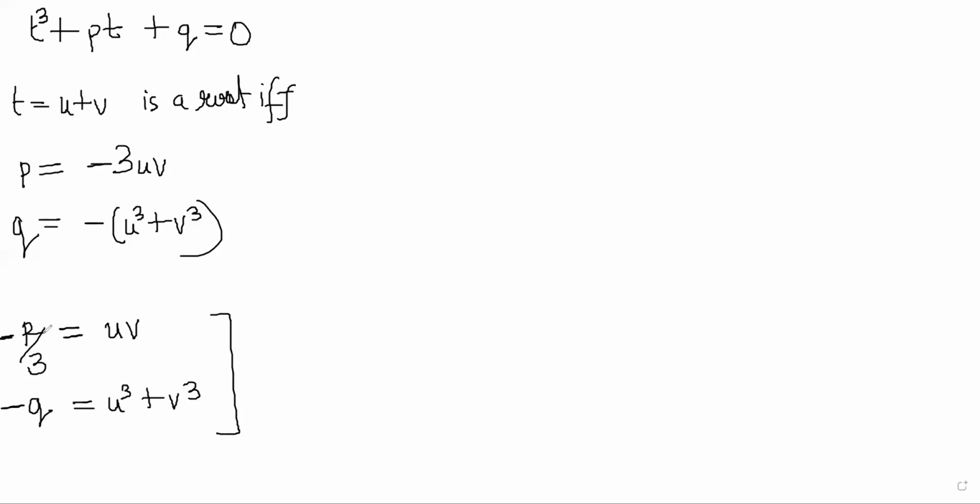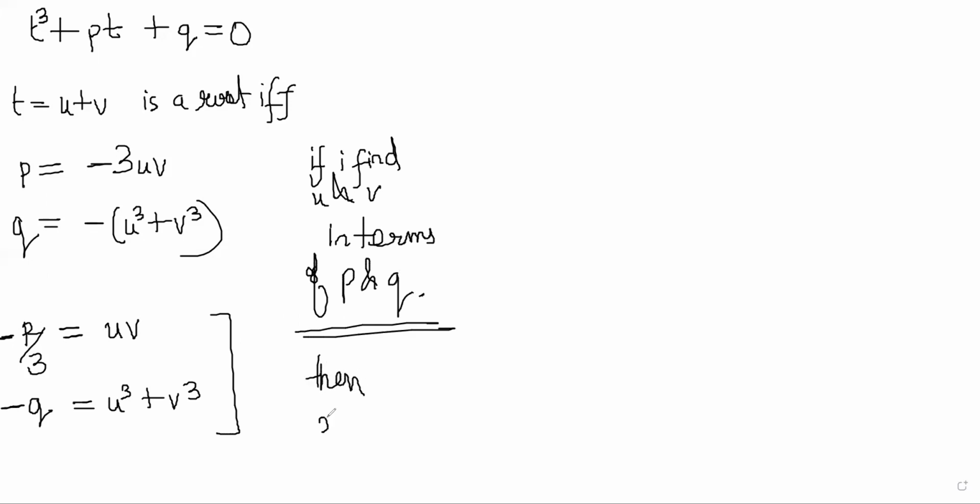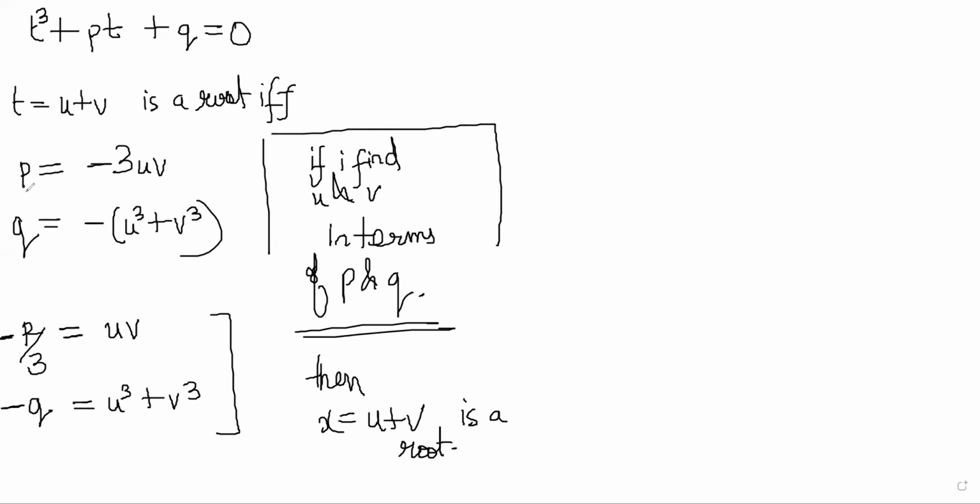So if you are able to somehow find u and v in terms of p and q, then I can immediately say x is equal to u plus v is the root of the original equation, right? So now the job becomes, for Cardano, finding u and v in terms of p and q, because p and q are known things from an equation, right? P and q are known coefficients from the equation. So if he can find u and v from this, he is done. So how to find u and v from this?